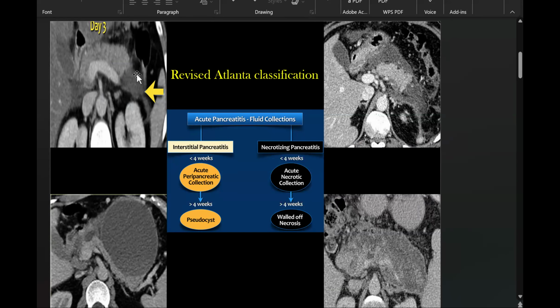Here, no wall in the first 4 weeks, so acute collection, and here there is a wall, pseudocyst formation. Okay, and if there is lack of enhancement, it's necrotic pancreatitis: early acute necrotic collection. And later on, if it becomes wall-like, it's called walled-off necrosis. Just to revise the nomenclature.